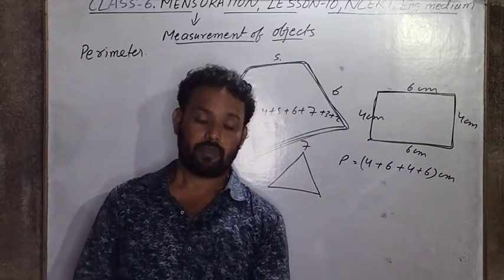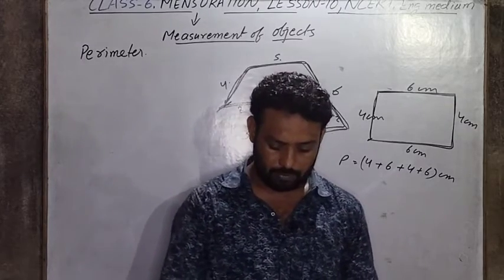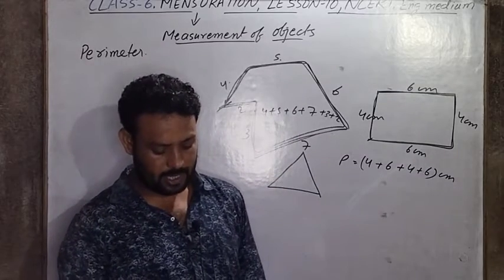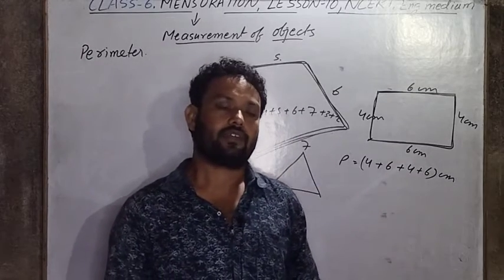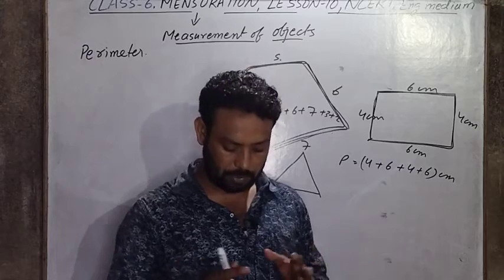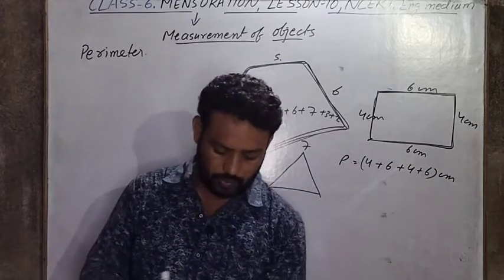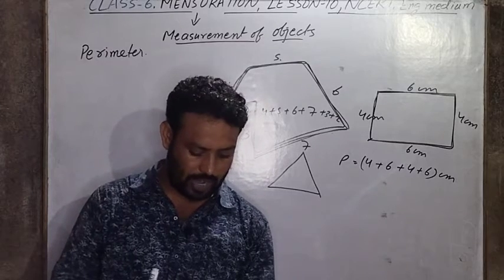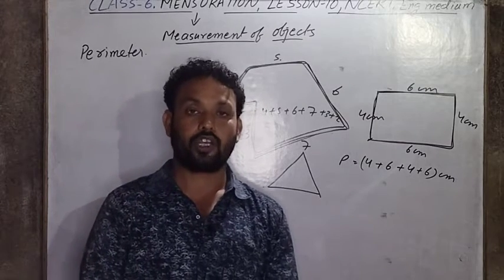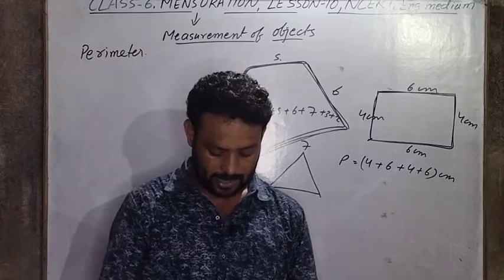So perimeter, we have studied here, is the sum of all the sides. If the sides are given, we will add them and find the perimeter. In your book, a few diagrams are given. You will find the perimeter according to the sides, by adding them.